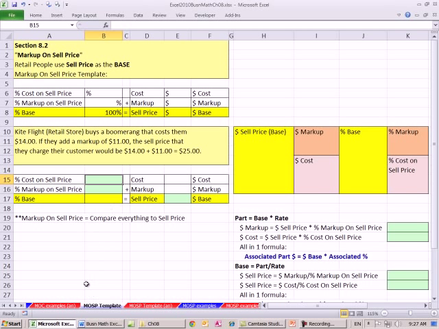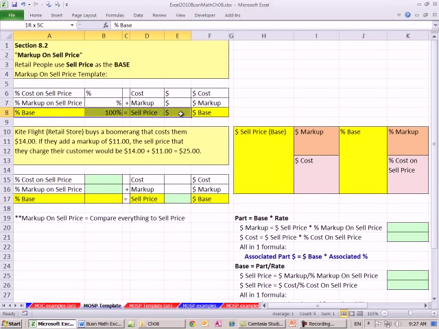Hey, we're on the sheet MOSP template. That means markup on sell price. This is section 8.2. Two videos ago, we compared and contrasted markup on cost and markup on sell price. Retail people use sell price as the base. So here's our template we're going to use when we're talking about markup on sell price.